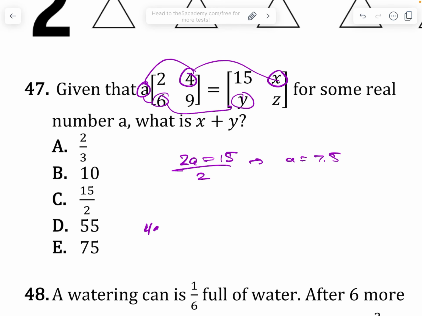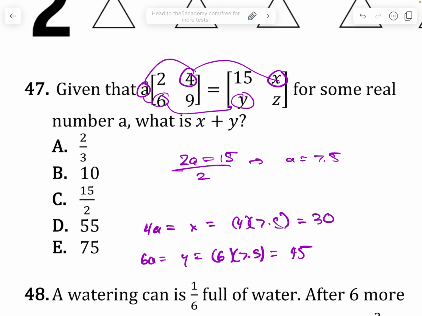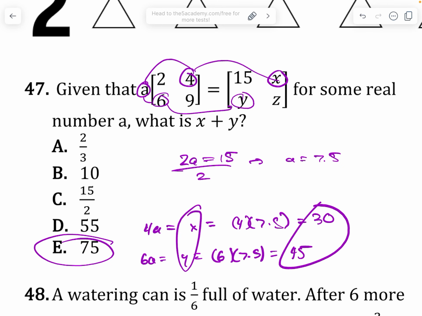So let's do that. 4A is equal to X is equal to 4 times 7.5, and that's equal to, I believe, 30. And then 6A is equal to Y is equal to 6 times 7.5, and that's going to be equal to 45. X plus Y is then going to be 75. Okay, you're just adding these two together. So remember, if you have a number outside of a matrix like this that's multiplied, you're multiplying it by not only the matrix, but by each term in the matrix.